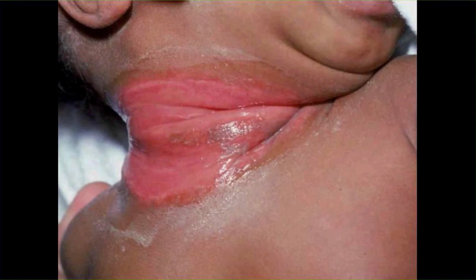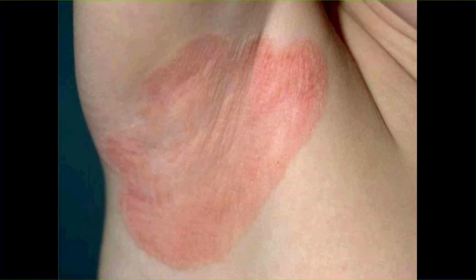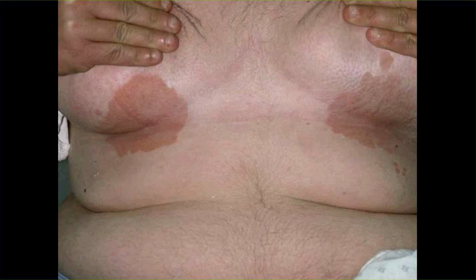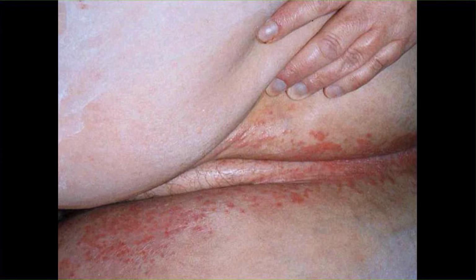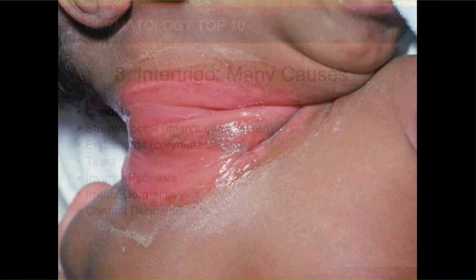And then in a child or infant, this kind of fold change is actually a sign of a strep infection. When you see this erythema and erosion in folds, you can have strep infections presenting in children this way. So look at all these different causes. This is erythrasma caused by Corynebacterium, which can be treated with a topical antibiotic. This is inverse psoriasis. This is candidiasis, where you have the satellite papules or pustules, and this is strep.